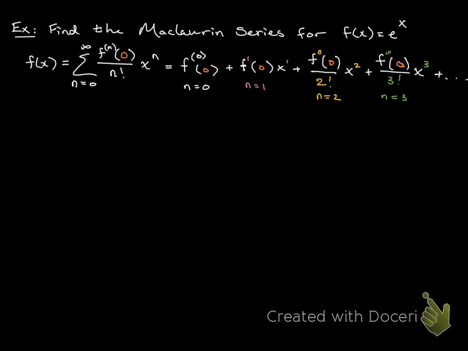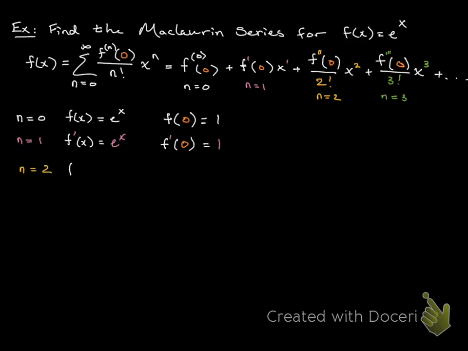Okay, so for each of these n's, I'm going to go through kind of the same process and find some derivatives of my function. When n is 0, I'm at the original function, that's e to the x. Evaluated at 0, that's 1. E to the 0 is 1. When n is 1, I find the first derivative. Derivative of e to the x, e to the x. Evaluated at 0, 1. Uh-oh. Guess what's going to happen? For every derivative here, because of the way that e to the x behaves, each derivative is going to be e to the x, and all of those evaluated at 0 are going to be 1.